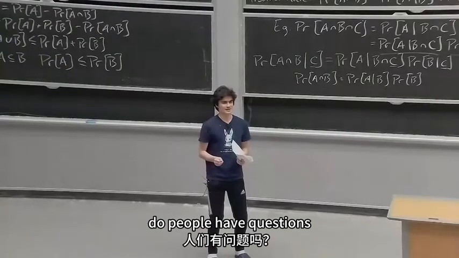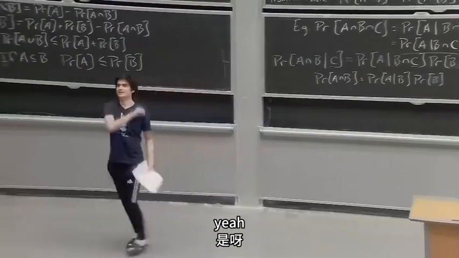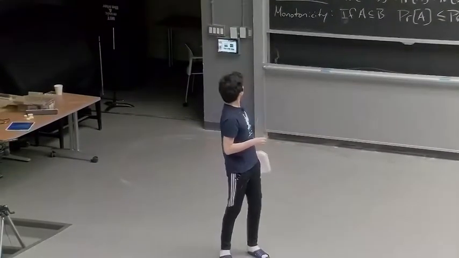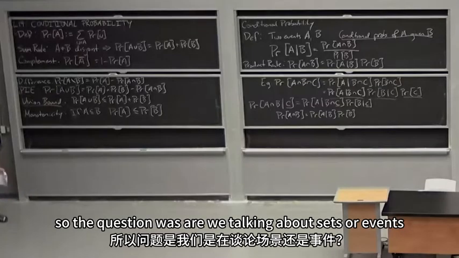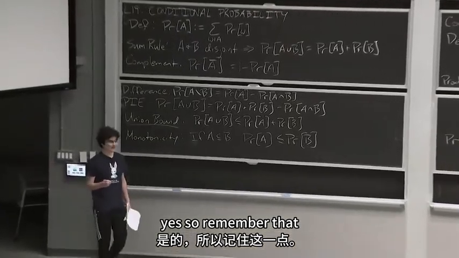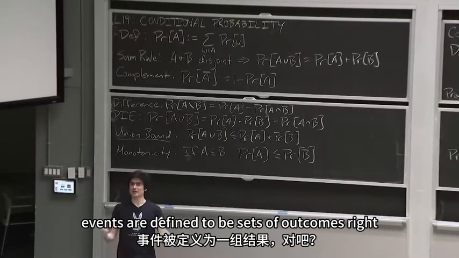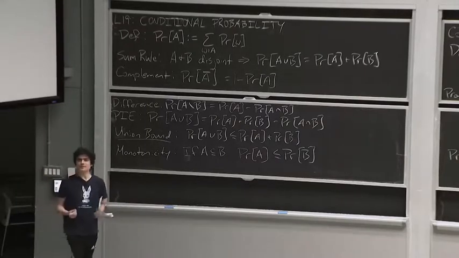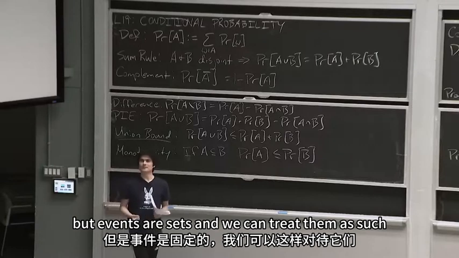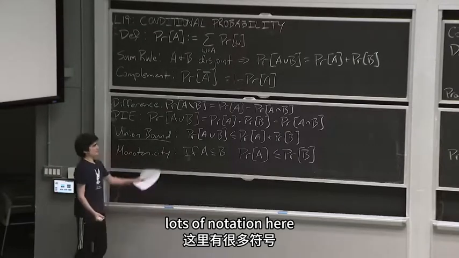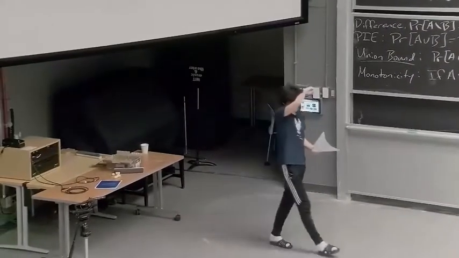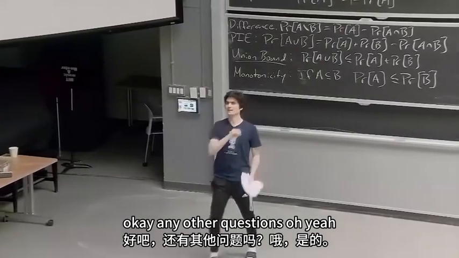Do people have questions? Are we happy to move on to some examples? The question was, are we talking about sets or events? Remember that events are defined to be sets of outcomes. So we're talking about events, but events are sets, and we can treat them as such. That's why we're using lots of notation here that you would typically associate with sets, like union, intersection, etc. Any other questions?